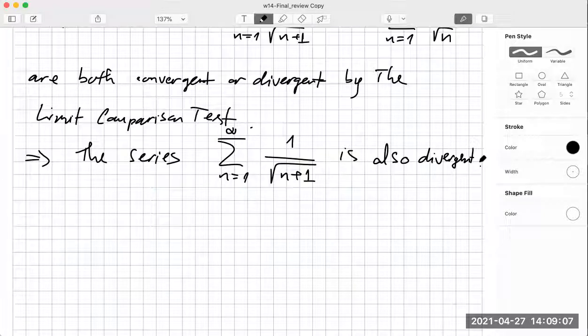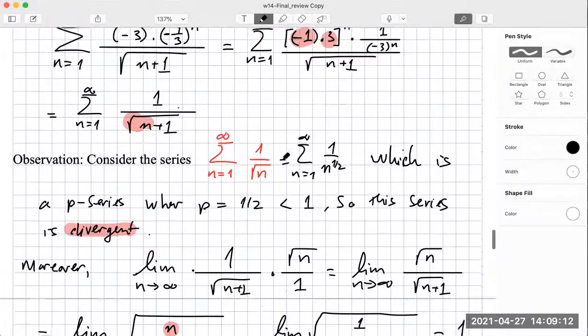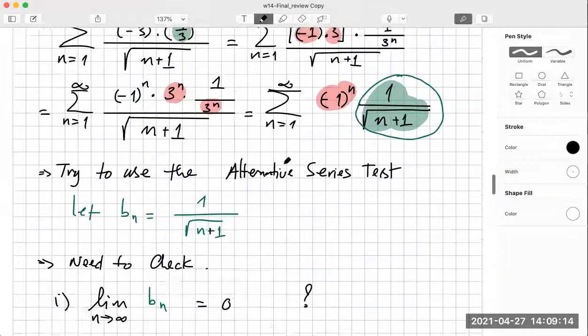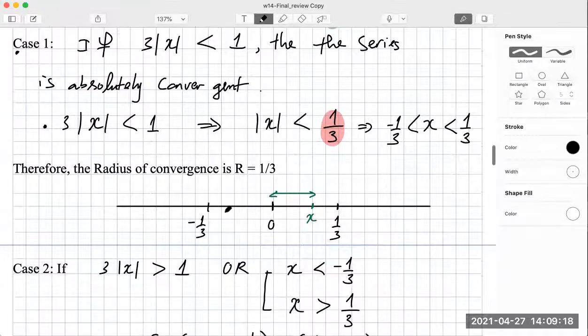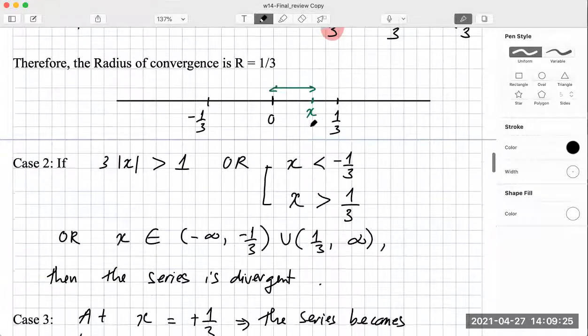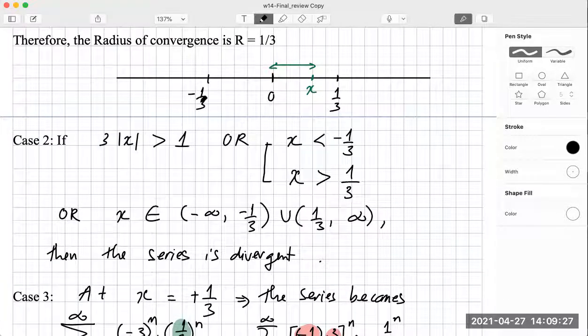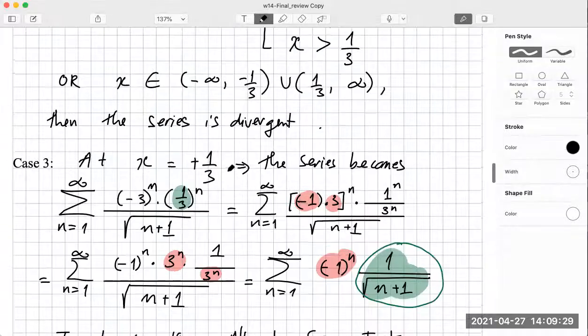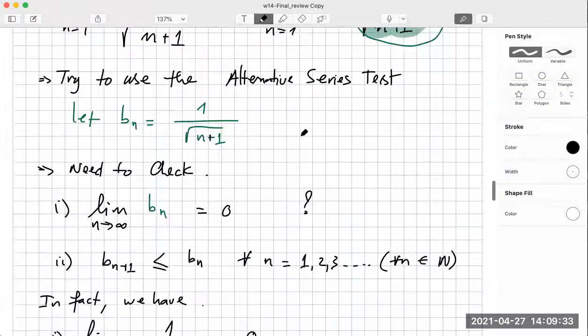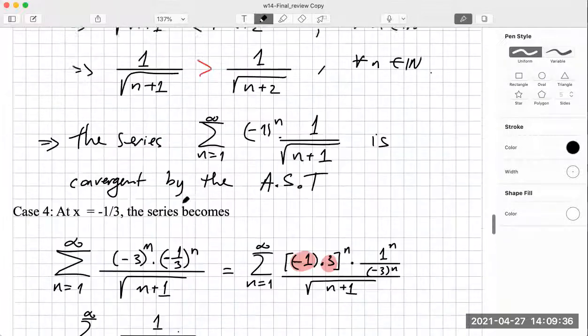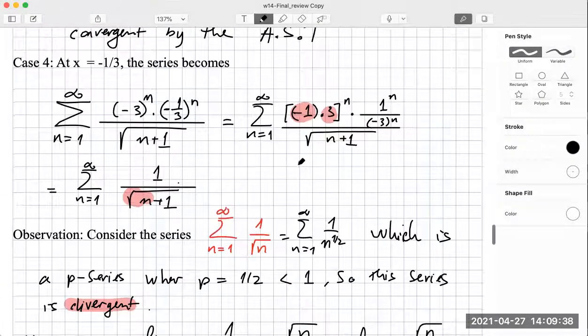Okay, these are all the situations of the value of x. So let us summarize it here. The first case, when x is between negative one third and one third, it is convergent. Outside of that, it will be divergent. At 1/3, it is convergent, right? And at negative 1/3, it is divergent.